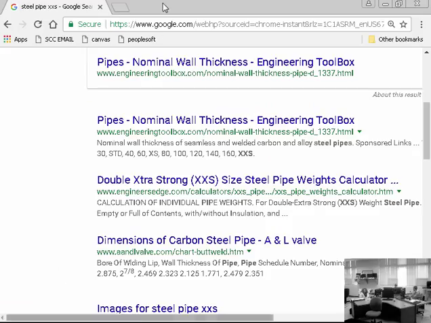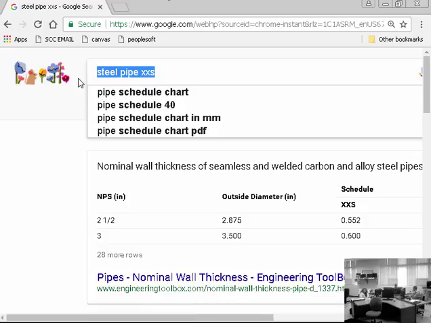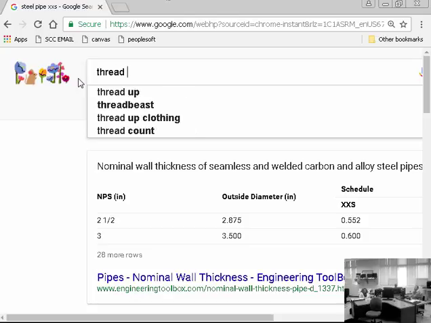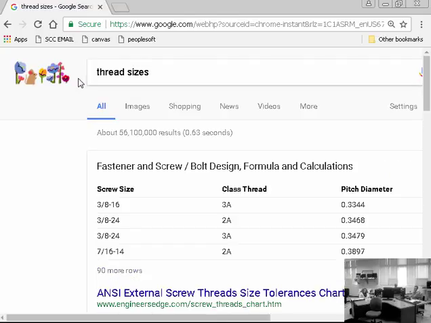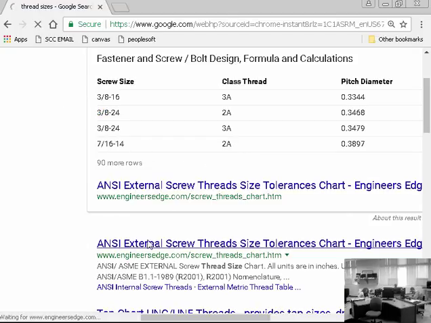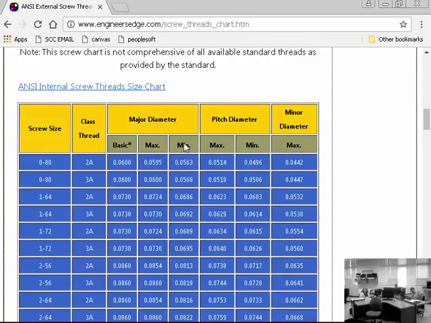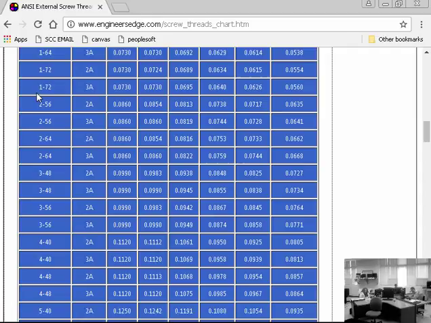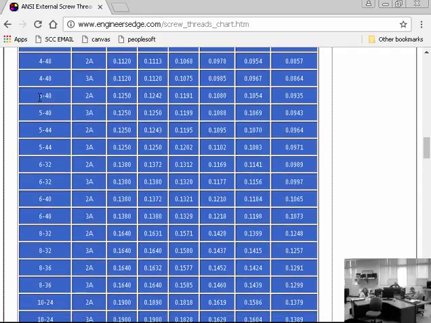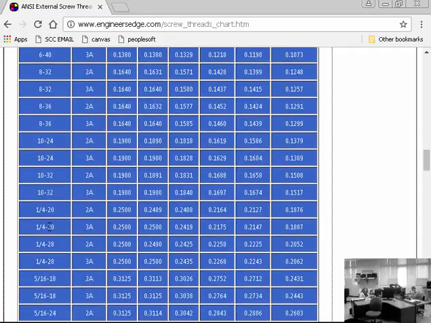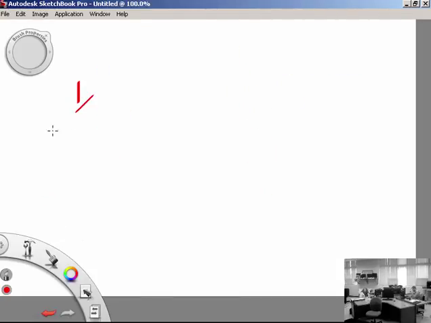And when in doubt, you can always look up a thread size chart. So we've got screw size, class size, let's see, here we go. External screw thread sizes. Look at this. You've got a 356, 832s, 1/4 20. What do you think this whole 1/4 20 nonsense is? If I'm going to buy a 1/4 inch bolt, what's the 20?